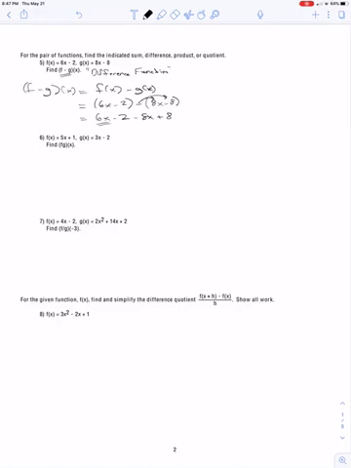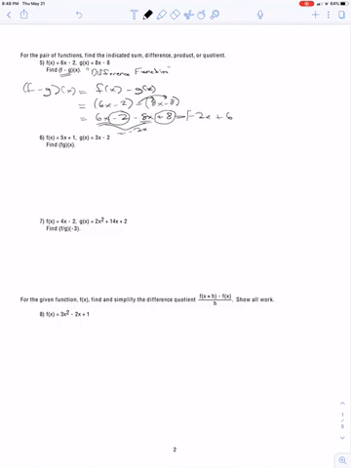And then we combine our like terms. So we have 6x minus 8x, that equals -2x. And then we have the minus 2 and the plus 8, which adds up to 6. So there's our difference function, right? -2x plus 6.